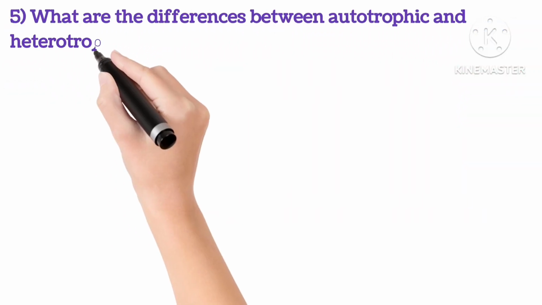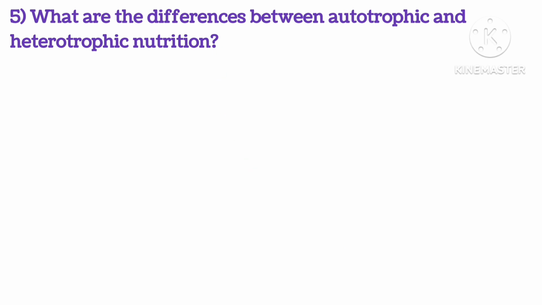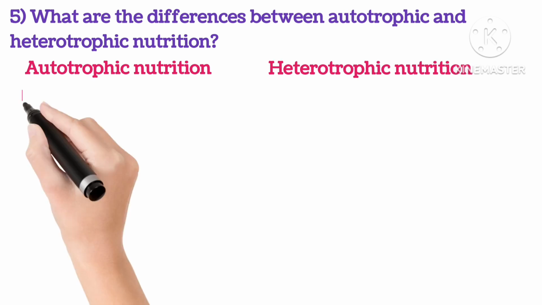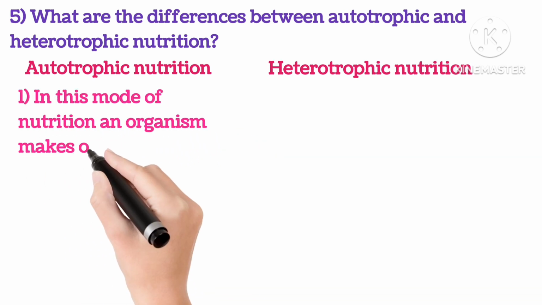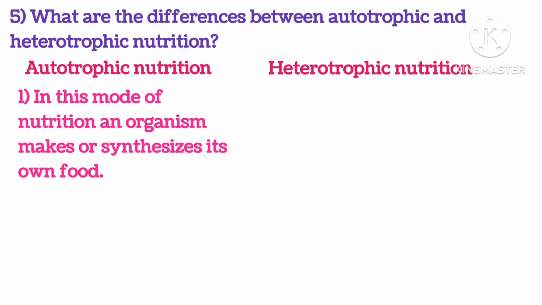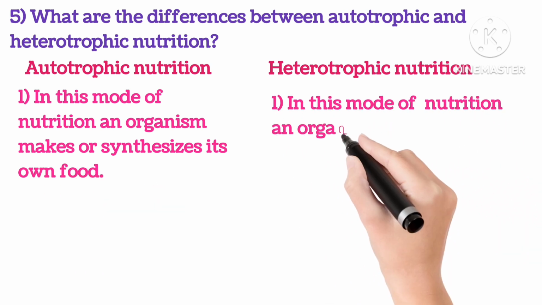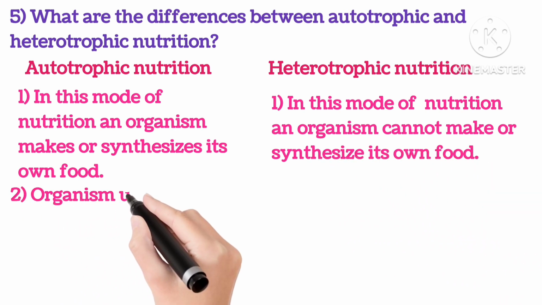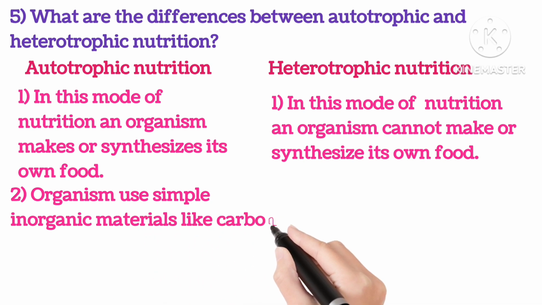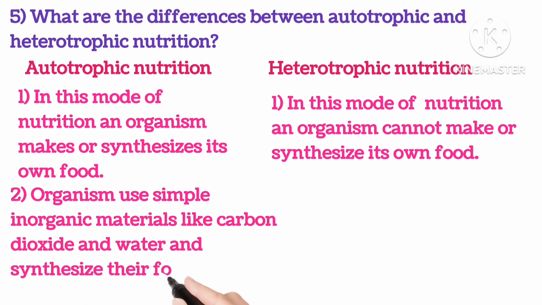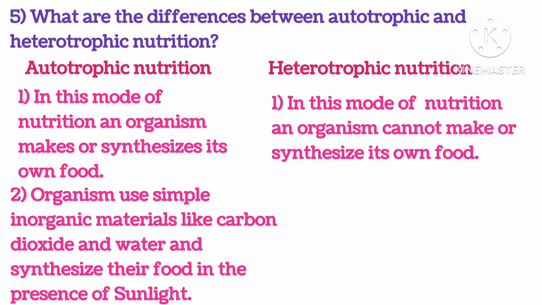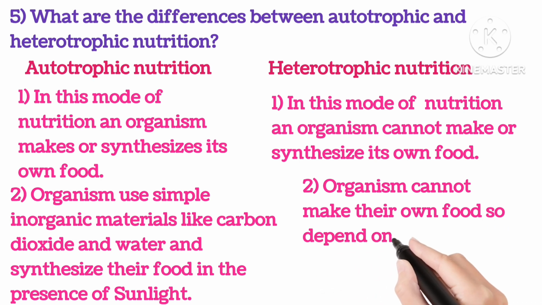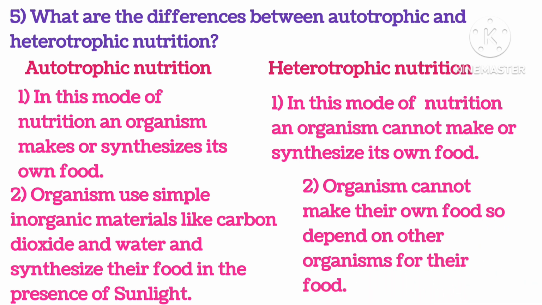What are the differences between autotrophic and heterotrophic nutrition? In autotrophic mode of nutrition, an organism makes or synthesizes its own food. In heterotrophic mode of nutrition, an organism cannot make or synthesize its own food. In autotrophic nutrition, organisms use simple inorganic materials like carbon dioxide and water and synthesize their food in the presence of sunlight. In heterotrophic nutrition, organisms cannot make their own food, so they depend on other organisms for their food.